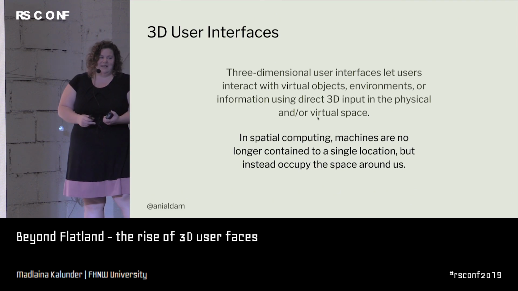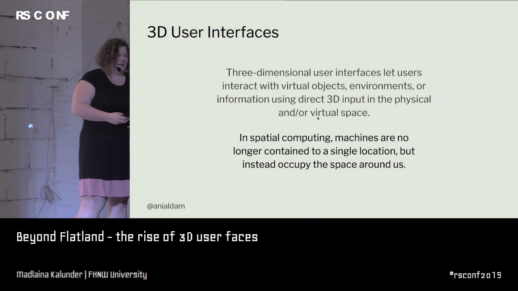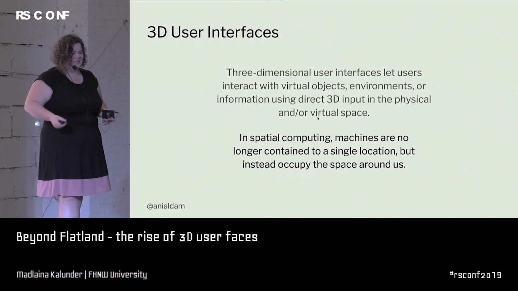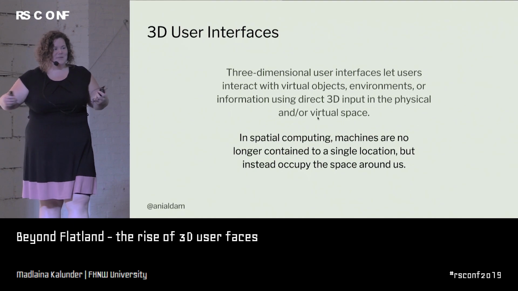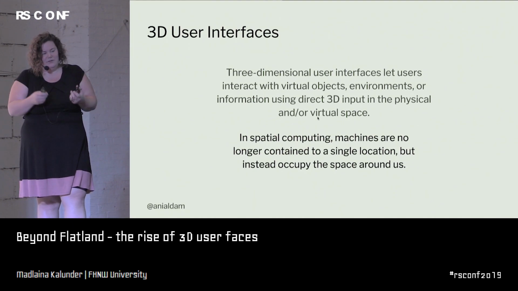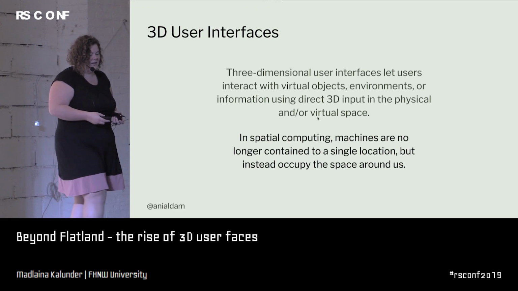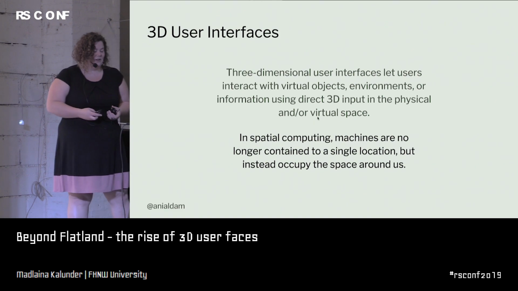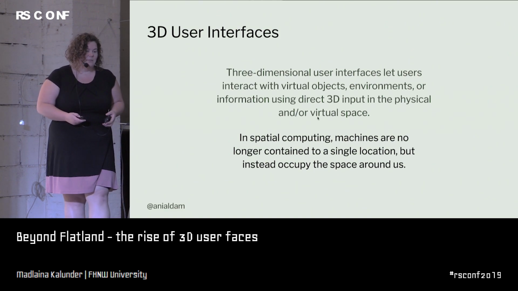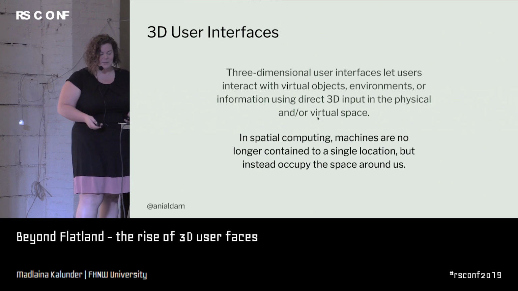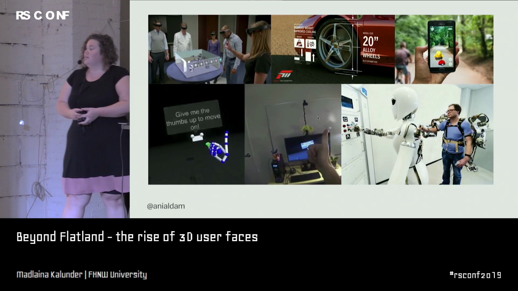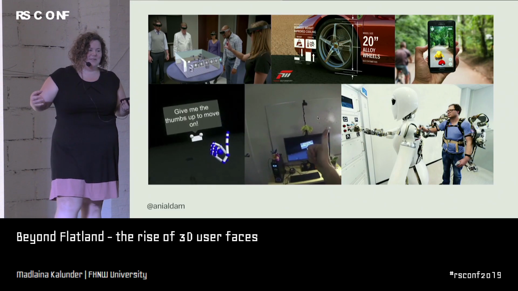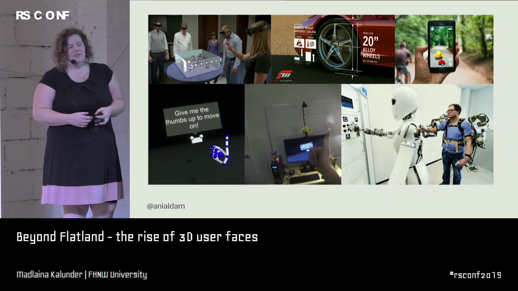The reason why this is important is that we are entering an age of ubiquitous computing. Computers are expanding into the real world and are not confined to one single screen anymore. This is called spatial computing. The machines are no longer contained to a single location, but instead can occupy different parts of space around us. With this very loose definition, we can already describe so many different varieties of 3D user interfaces.